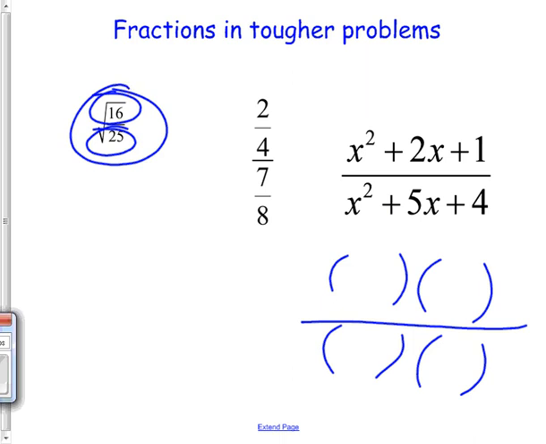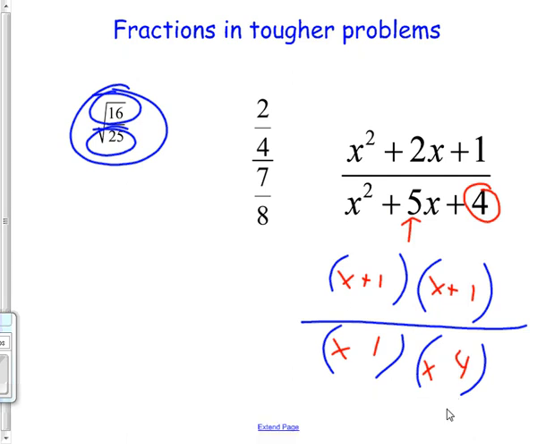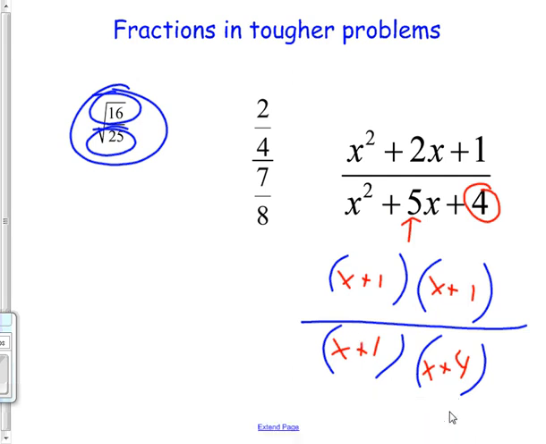All right, so this is x plus 1 and x plus 1 on the bottom. x and x, and what multiplies to make 4 but adds to make 5? 1 and 4. So plus, plus. Cancel, cancel. There's my answer.